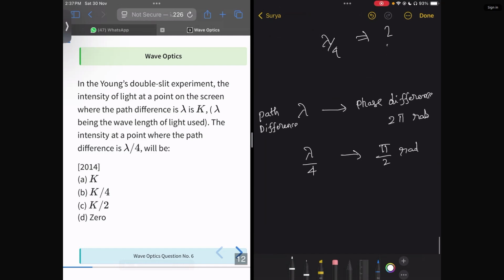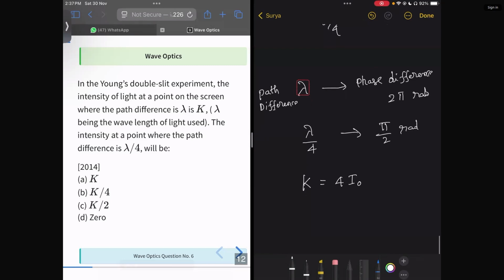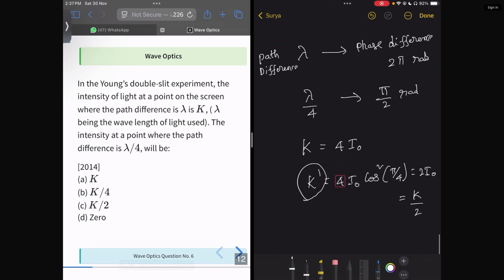So k is equal to 4 I naught, the intensity at the given point where the path difference is lambda by 4. Now for the path difference of lambda by 4, k dash is equal to 4 I naught cos square pi by 4, which will be 2 I naught. So when the path difference is lambda by 4, the new intensity will be k by 2. So option C is the right answer.